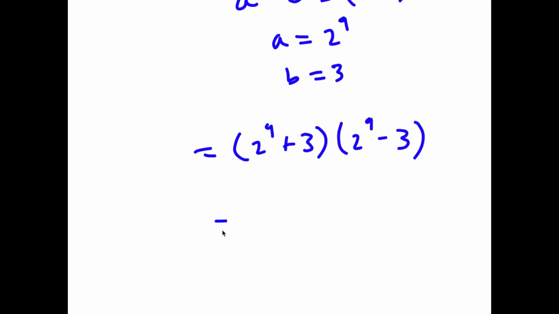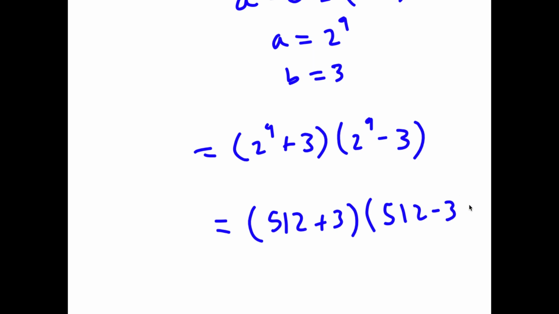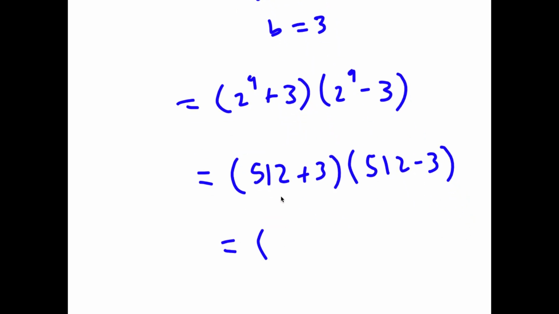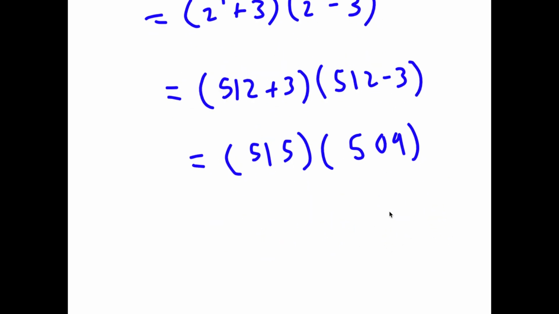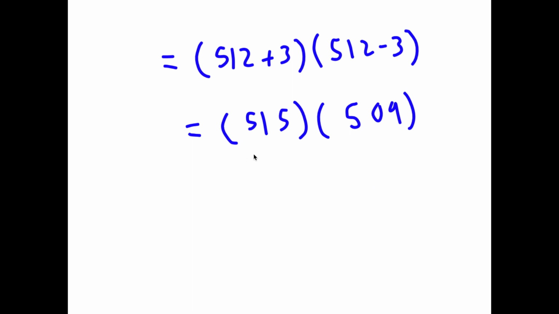And if you guys already know, 2 to the power of 9, that's 512. So I have 512 plus 3 times 512 minus 3. Now 512 plus 3, that's 515. 512 minus 3, this is 509. So I have 515 times 509. And you may be tempted to use a calculator to multiply these two, but actually we're going to use a trick to solve this using paper.